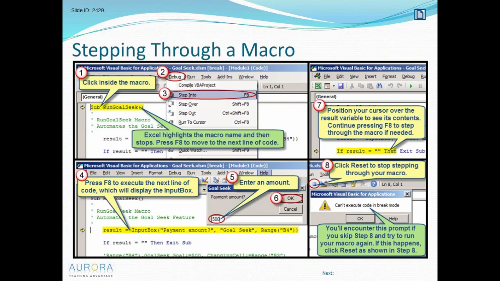Step 2, we'll click on the Debug menu. And then step 3, the main reason we're clicking on Debug is so that we can get to the Step Into command. But rather than clicking on Step Into, what I want you to memorize if you're going to be debugging macros is the F8 key. The F8 key allows you to advance to the next line of code.